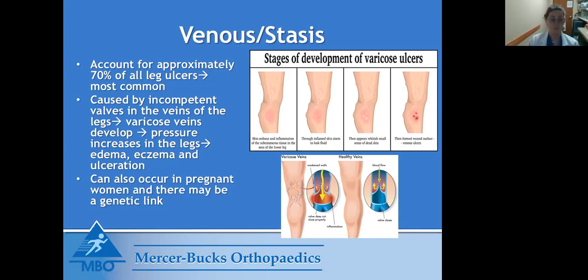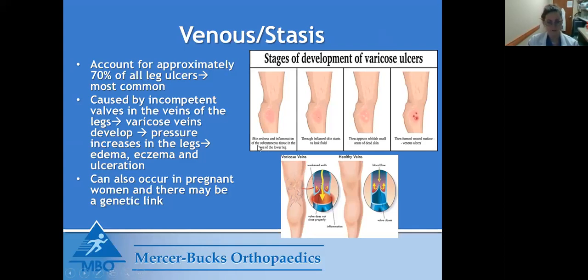Pressure builds up. The legs end up becoming very swollen. You get skin color changes to the legs. You can develop eczema and ultimately ulcers. This can happen because of a lot of different factors. It can happen because of obesity. It can happen because of genetic factors. A lot of times it has to do with having high blood pressure, but it can happen in pregnant women as well. This is a picture that I found to be pretty accurate in describing the stages of developing a varicose ulcer or a venous ulcer.